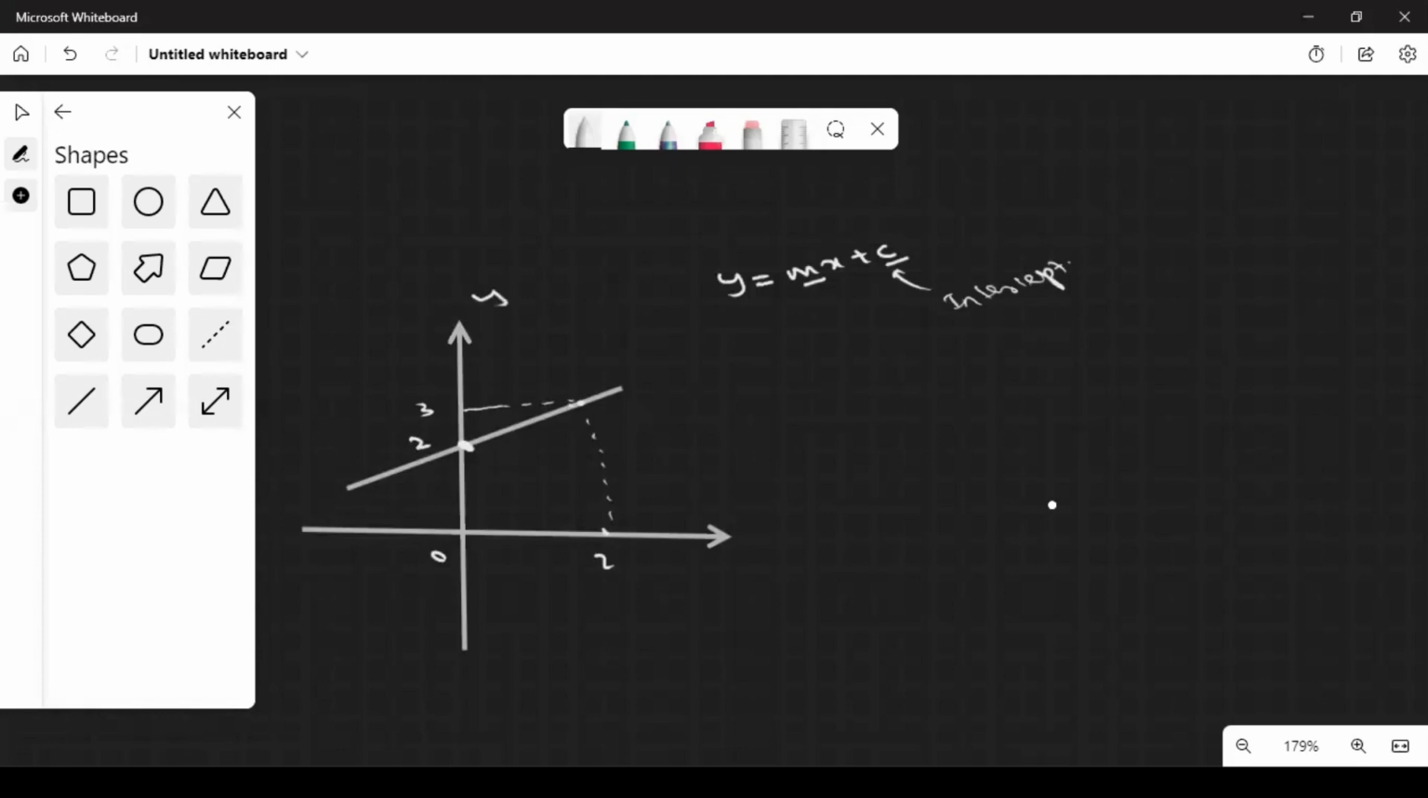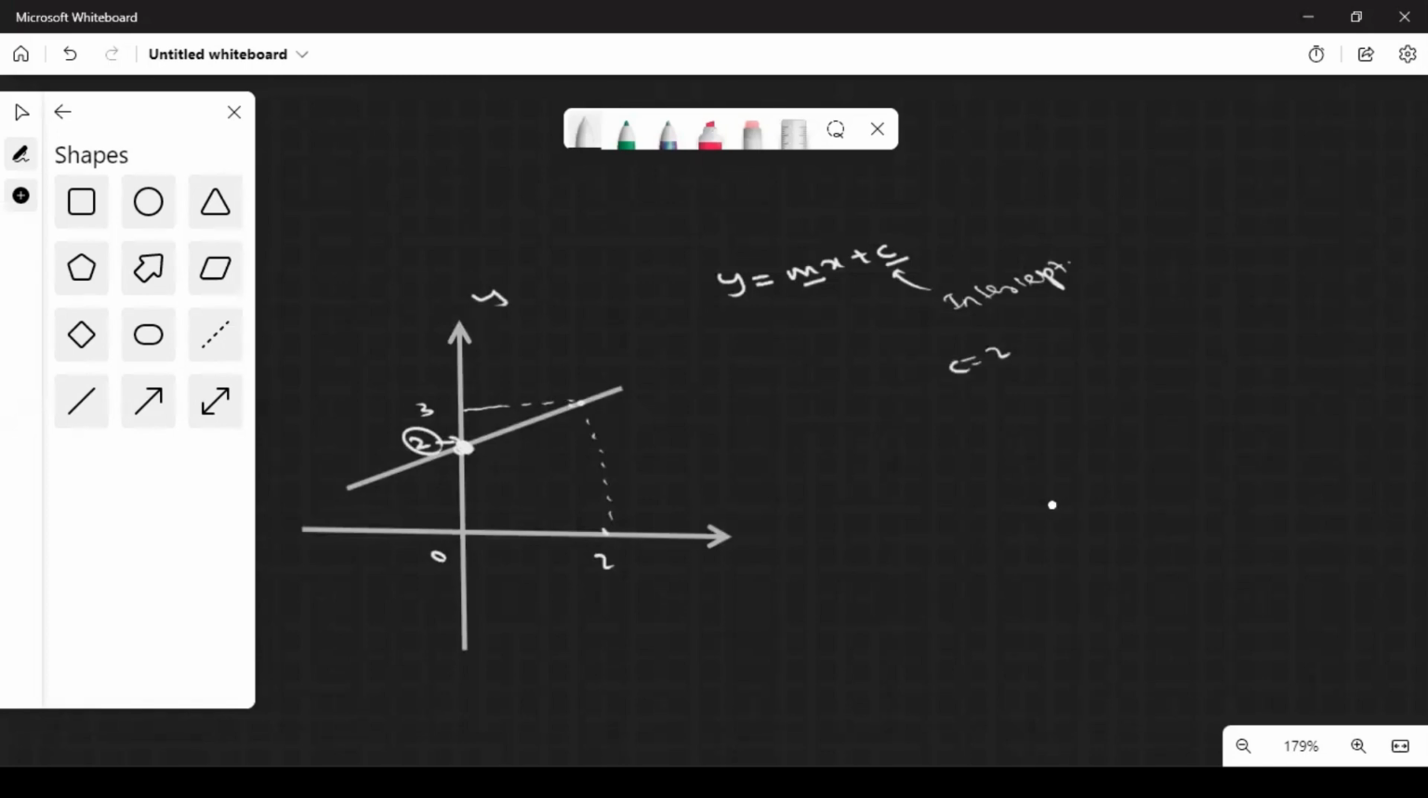they are talking about, in this case, these 2. The y coordinate of this intersection point. This is the intersection point of the graph and the y-axis. The y coordinate of the intersection point of the graph and the y-axis will be the intercept. So in this case, c is equal to 2.